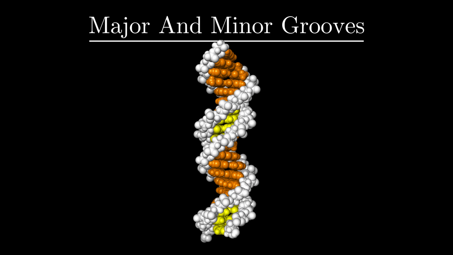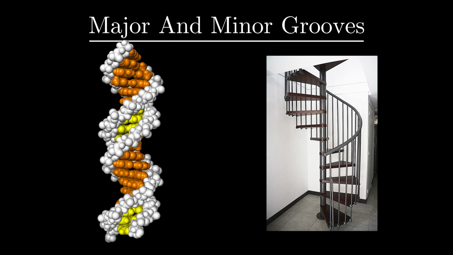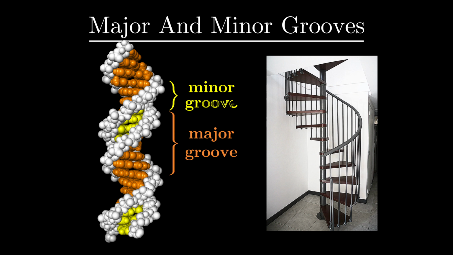Now, one thing you may not have noticed is that B-form DNA is not exactly like a spiral staircase. In a spiral staircase, the surface area of the top of the stairs is basically the same as the surface area on the bottom of the stairs. We can think of the top and bottom of the stairs as the two surfaces of the helix. B-form DNA also has two surfaces, shown in orange and yellow here, but they are not the same size. The orange part is called the major groove because it has a larger surface area, and the yellow part is called the minor groove because it has a smaller surface area.